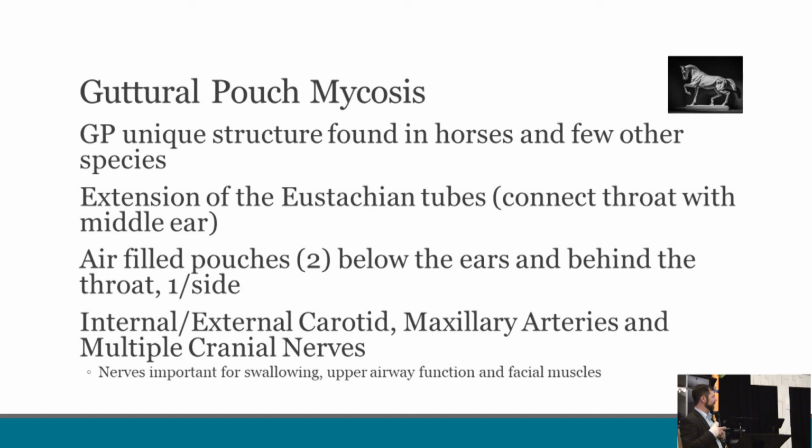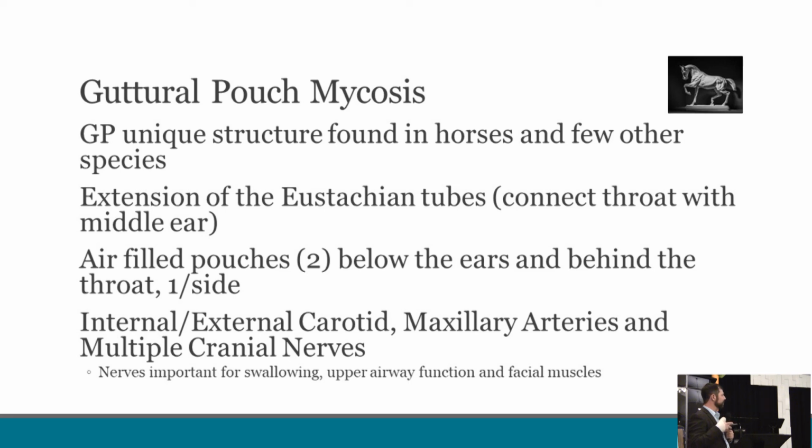It occurs in the guttural pouch, which is a unique structure that's found in horses and very few other species. The guttural pouch is basically an extension of the eustachian tubes. That's the tube that connects the throat with the middle ear, and that's the source of all our problems when we're on airplanes and our ears don't want to equalize properly. That's the tube that needs to have some pressure move through it. In the horse, that tube is basically an enlargement as well.